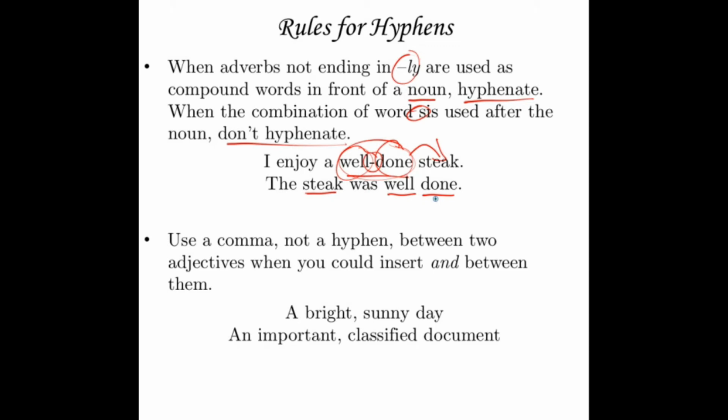Next, use a comma, not a hyphen, between two adjectives when you could insert "and" between them. So remember that friendly little dog, okay? A bright, sunny day. Sunny modifies day, and bright modifies day. So you could say a bright and sunny day, and you'd have the same meaning. So you use a comma, not a hyphen in that case. Similarly, an important, classified document. Well, the document is classified, and the document is important. So you could say an important and classified document. You have the same meaning, so comma, no hyphen.